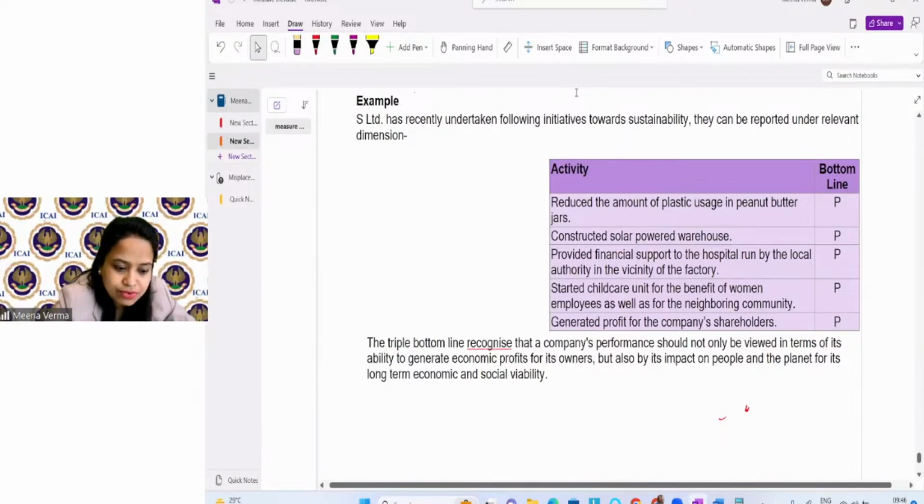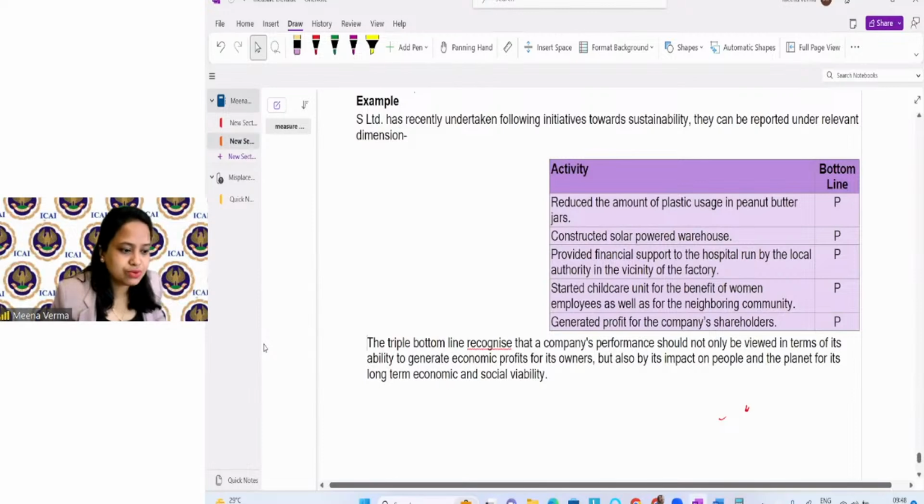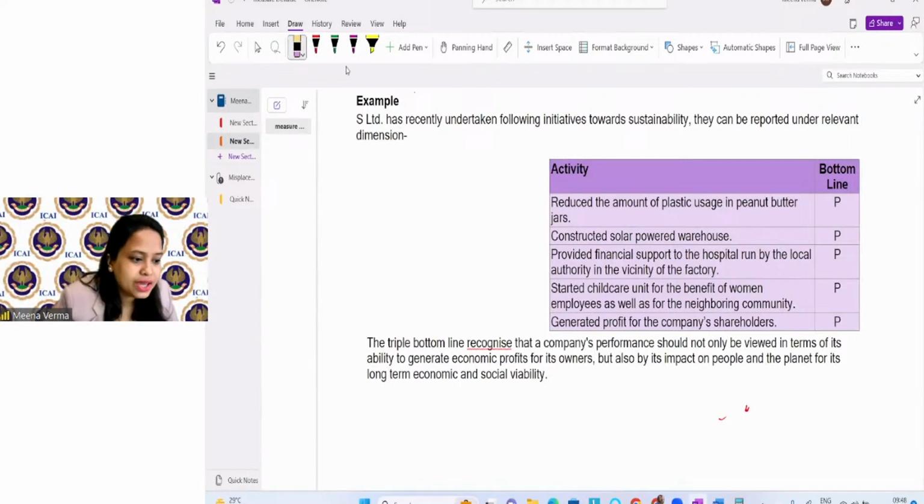Yes, there can be conflict of interest between different perspectives. We have to check. I gave you the example and I gave you the relationship also. Very nice. Okay, good. You asked the question. Okay, now let's do this question. What is this question? S Limited.